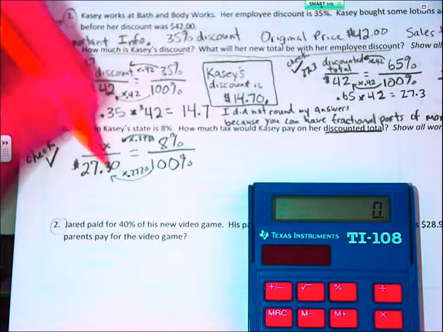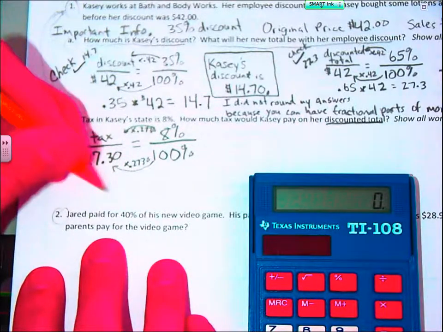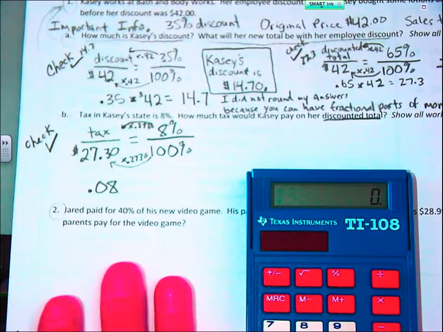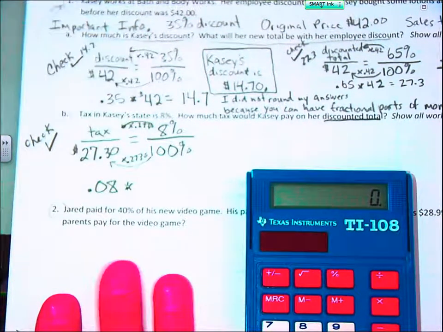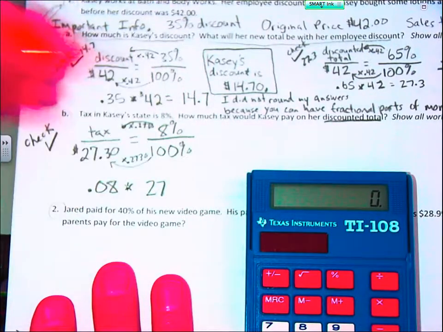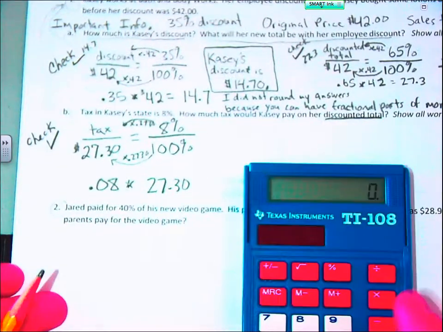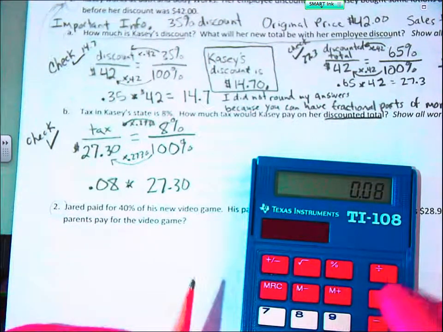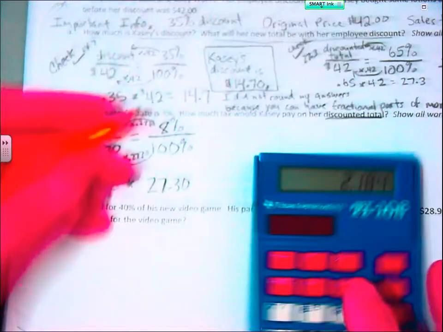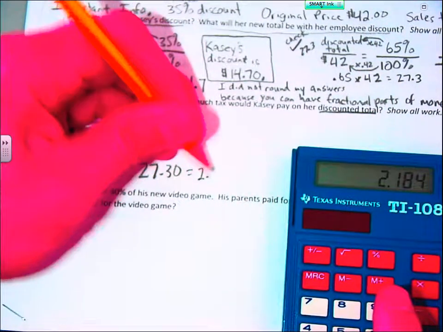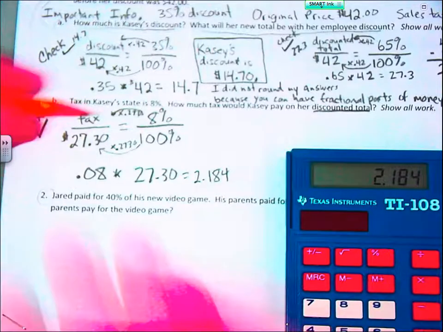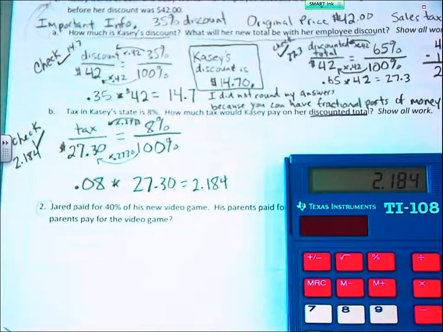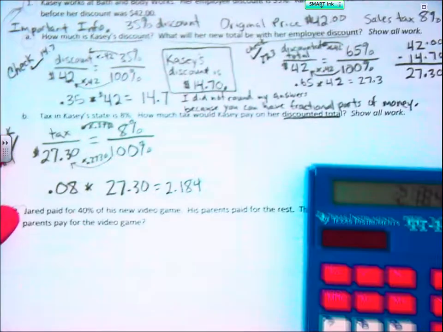I'm finding a percent of a whole. So I would take the percent, I would write it as a decimal. 8% is 0.08. I would multiply it by the whole thing, so times 27.30. Any way that I'm going to do it, I should get 2.184. If I do the same thing up here, I would get 2.184. All right? Now I need to write my answer in a complete sentence.